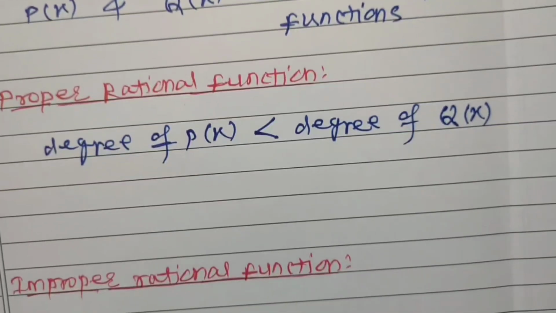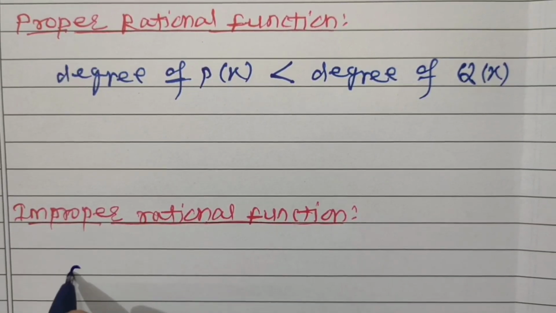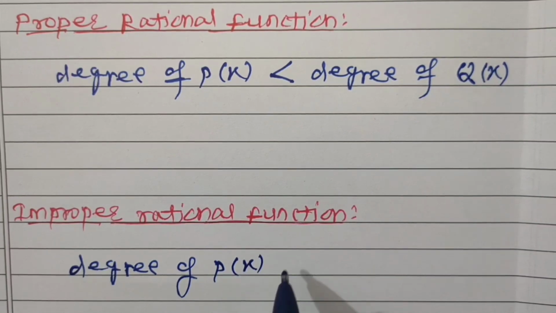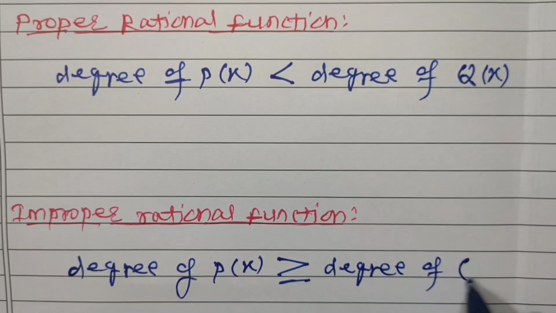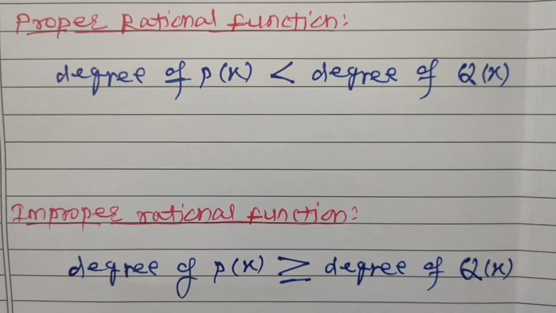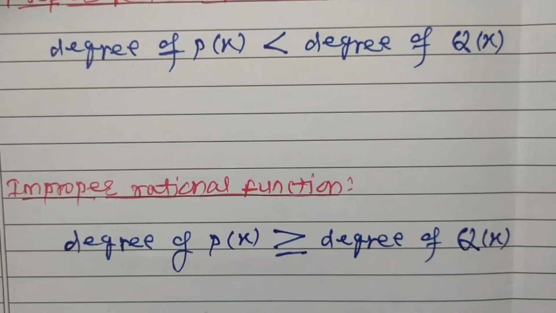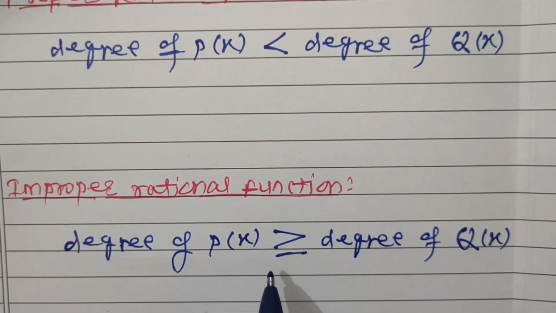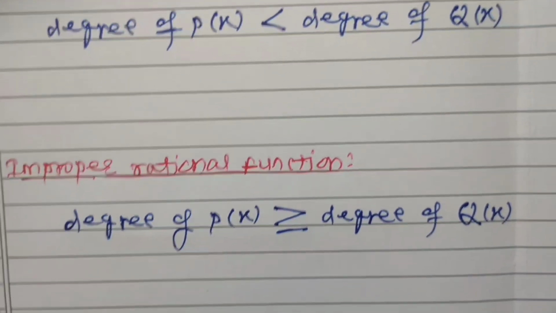Okay, let us know about improper rational function. A rational function in which degree of numerator, that is p of x, is either greater than or equal to degree of denominator, that is q of x, then that type of rational function is known as improper rational function. Degree of p of x is either greater than or equal to degree of q of x. This is improper rational function.